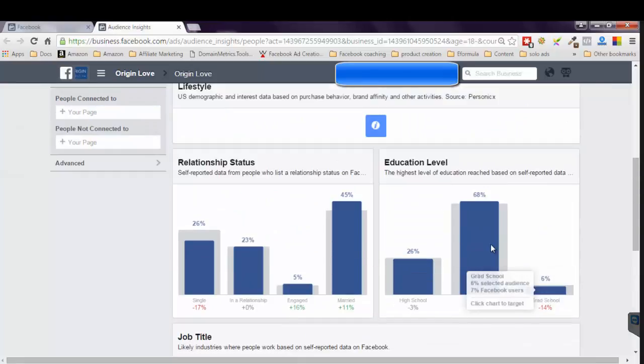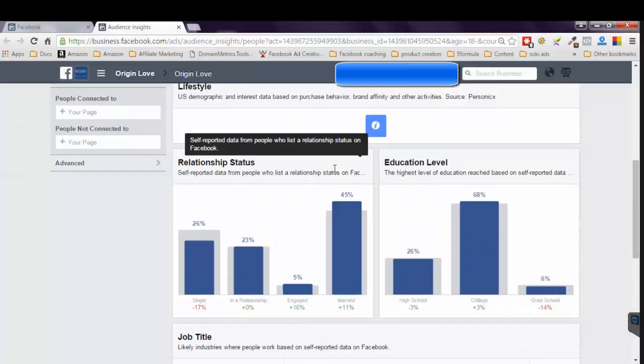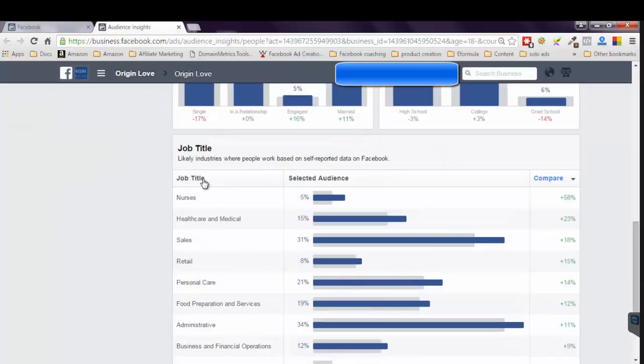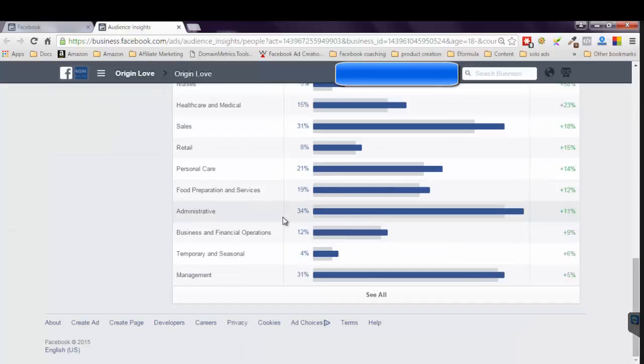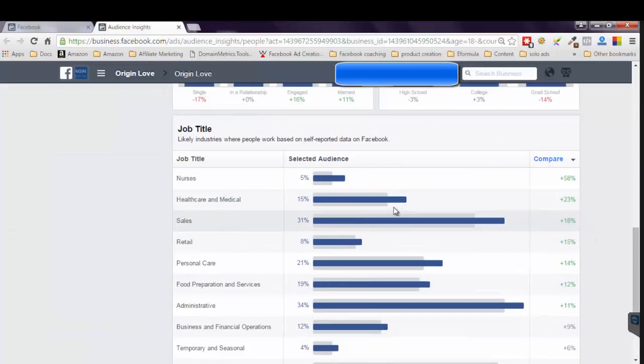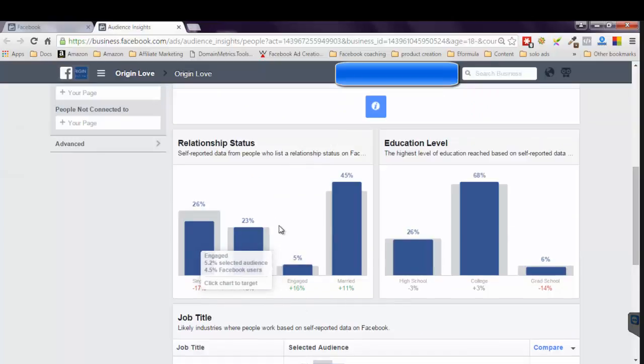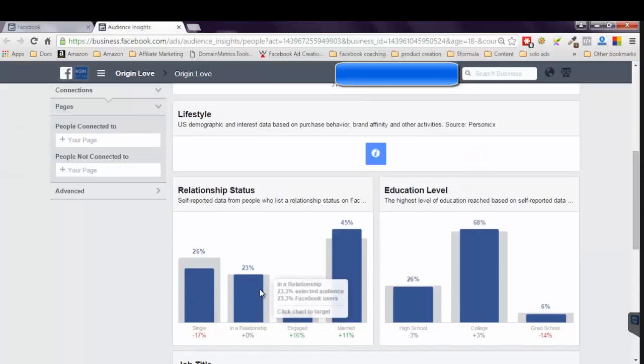If you scroll below, you can see very interesting data over here, like relationship status, the education level, and what kind of job titles the users are holding. What is the breakdown? Depending on what kind of offers you are targeting, you can have so many options in Facebook. You can actually drill down to the best target audience that you really want to focus on. So in this case, let's think about it: people that are looking to sell their homes.